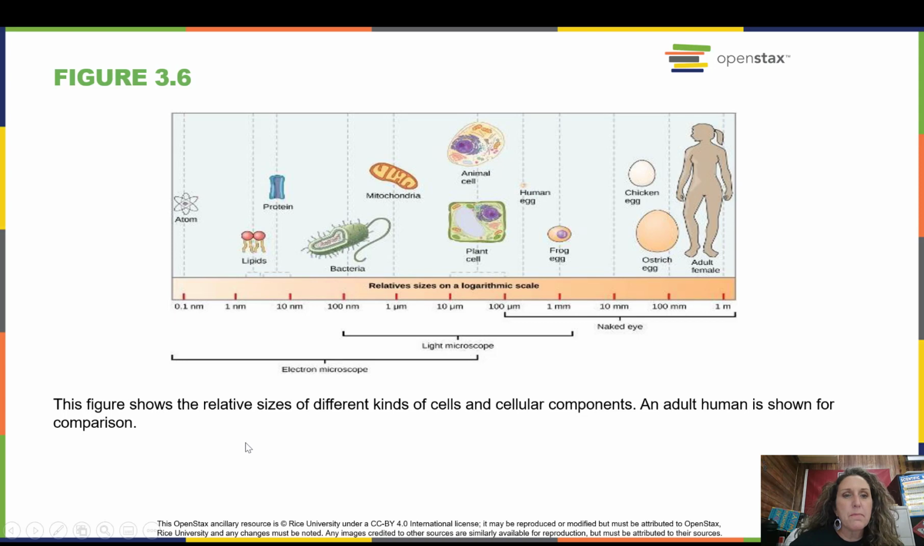And this just shows the comparison in size. This is nanometers, so an atom. Then lipids, and proteins are larger than lipids. Then you have your bacteria. The mitochondria, which is an organelle of an animal cell, is actually larger than most bacteria. So this just gives you an idea of the progression of cells.